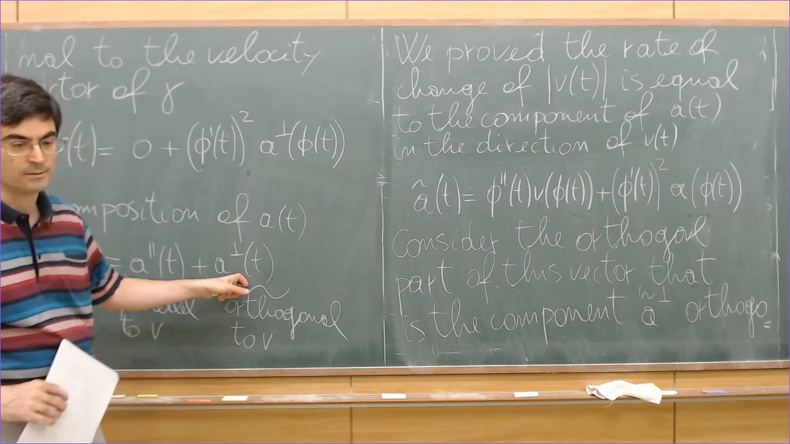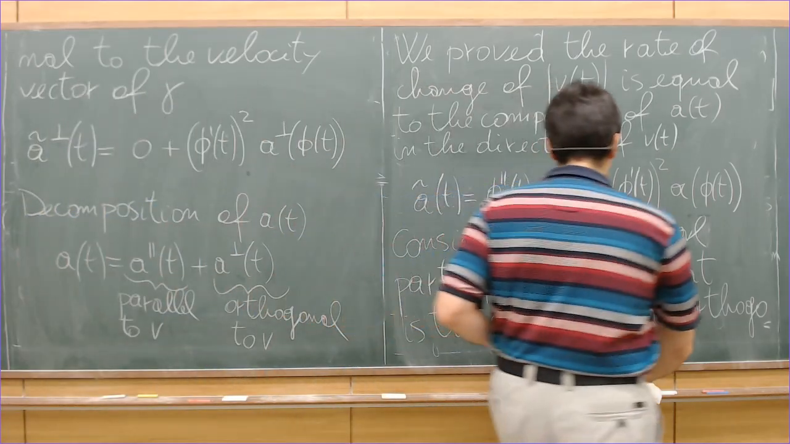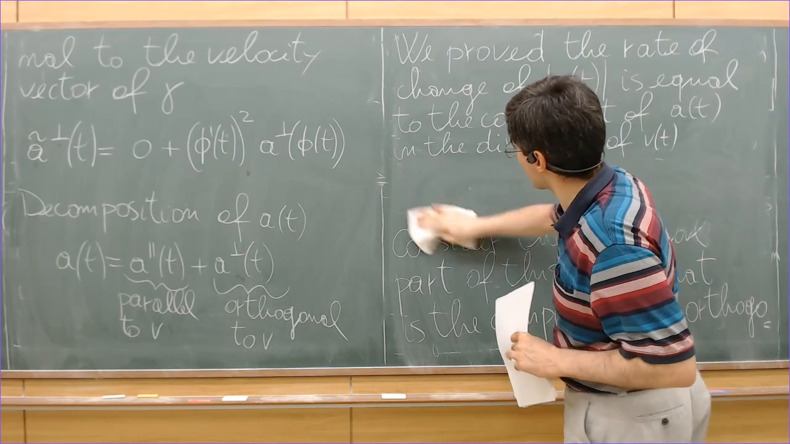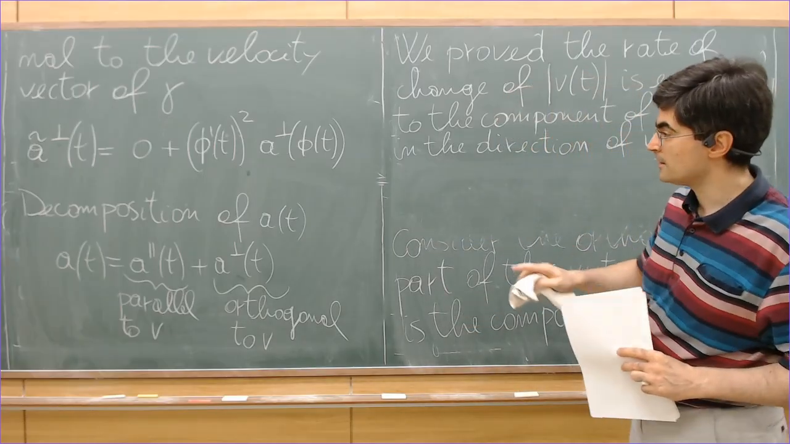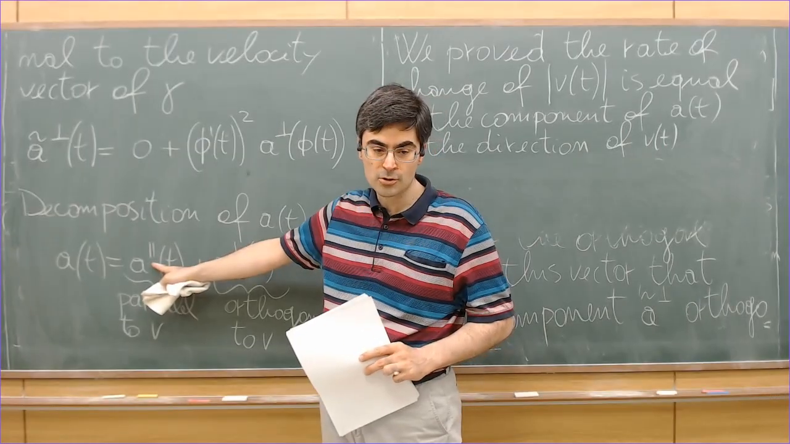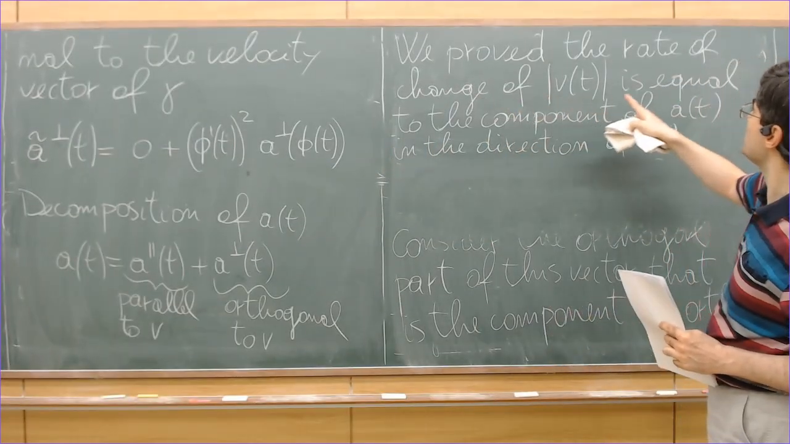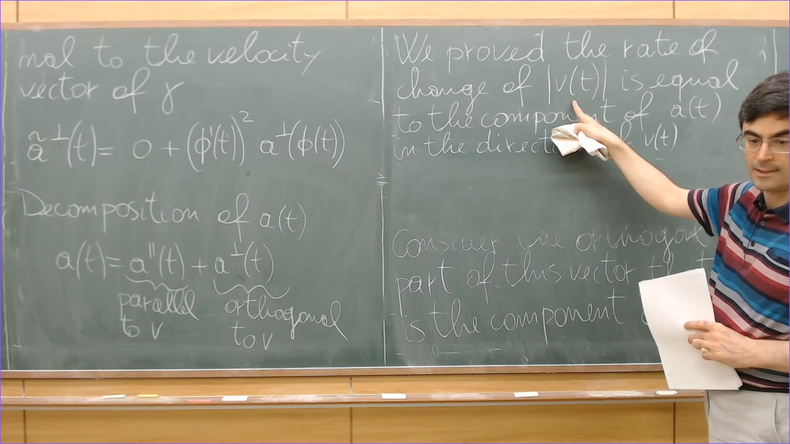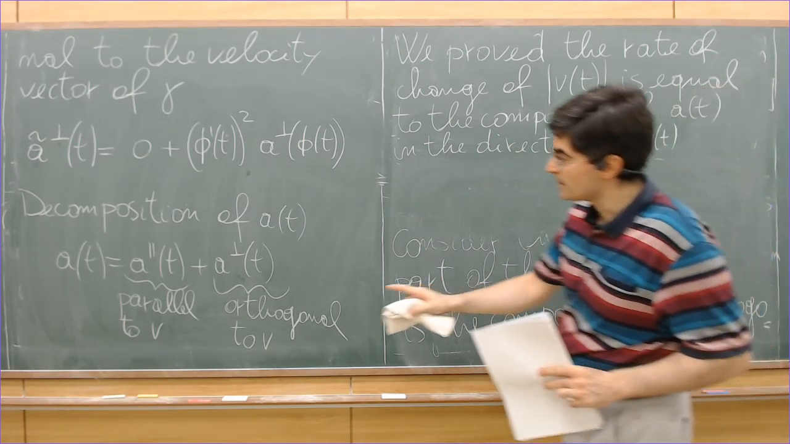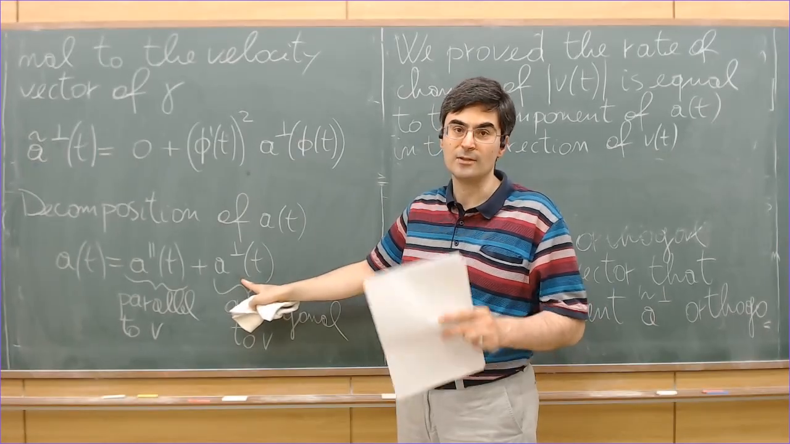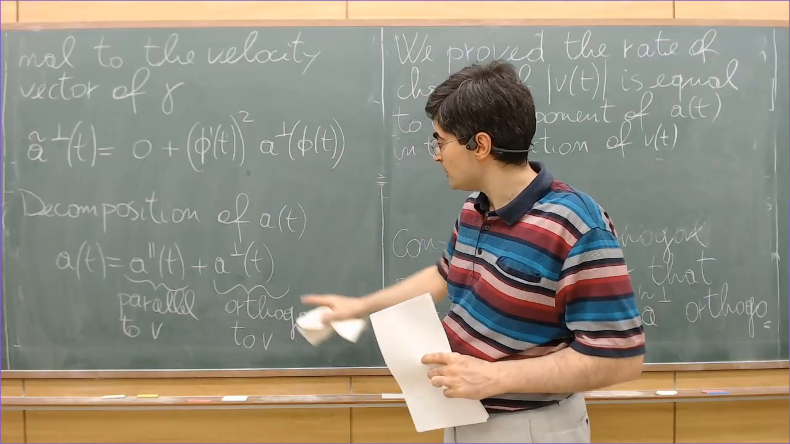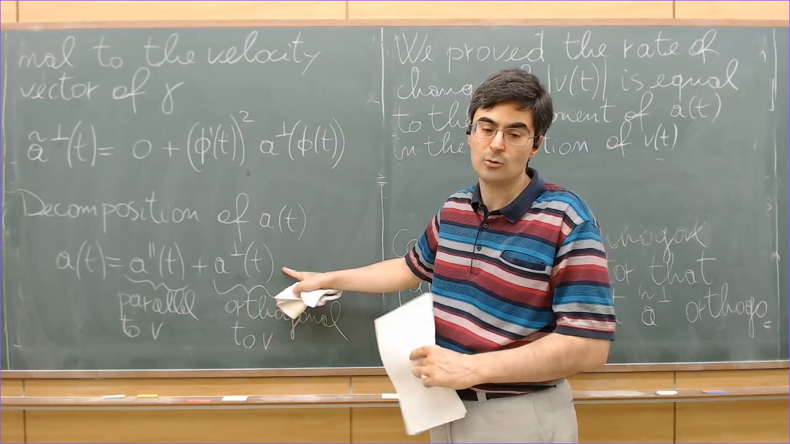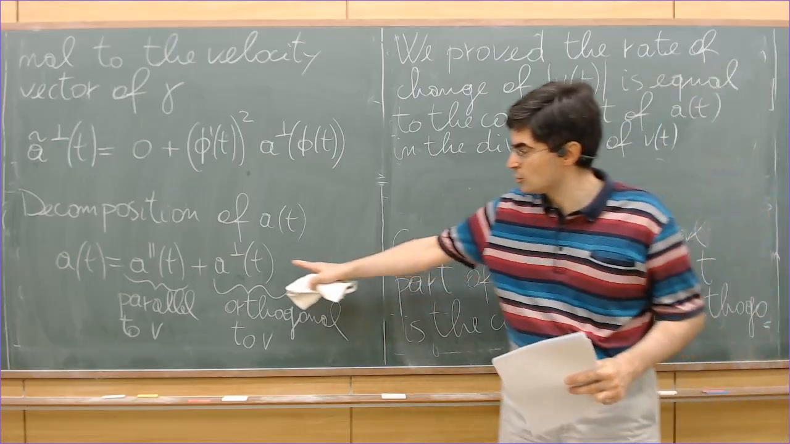What about this one? Intuitively, if A parallel encodes the rate of change of this length here, then this one will encode the change of direction of the vector V. And intuitively, this vector here will be related in some way to the curvature and to the change of direction of the curve.